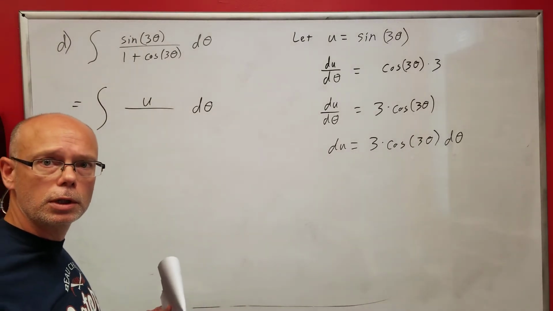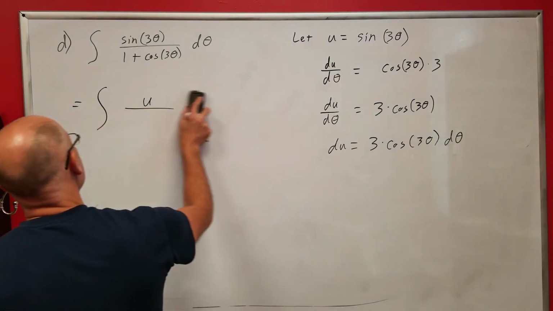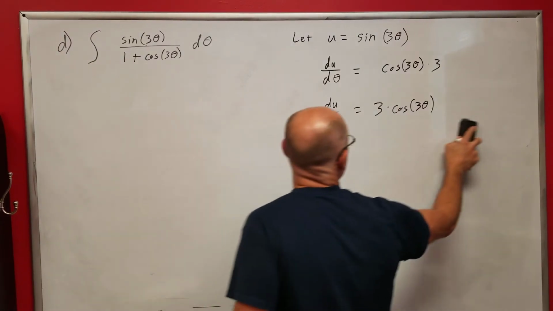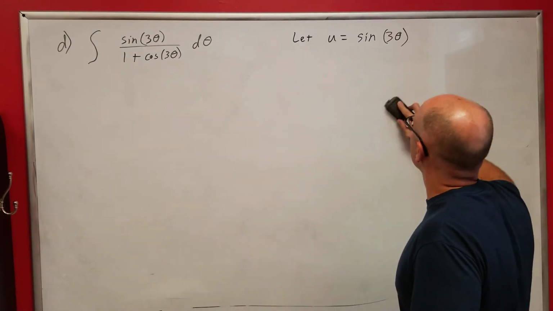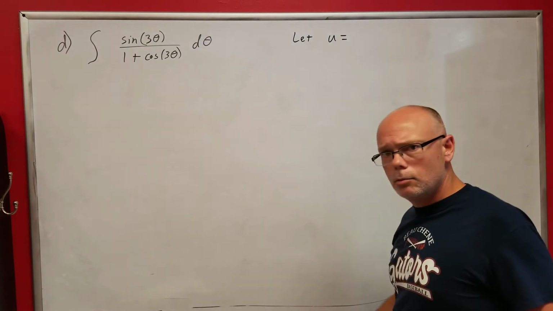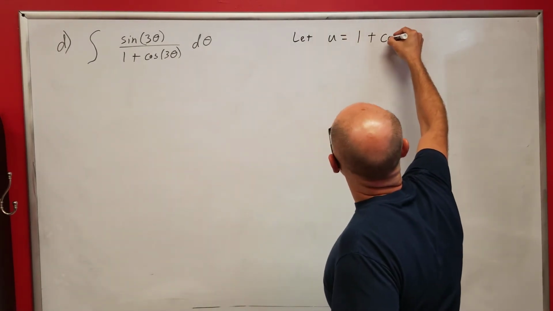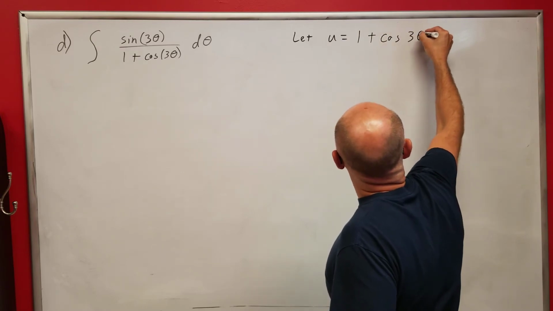Sometimes you pick the wrong u, so what do you do? Try something else, okay? Don't just give up because you picked the wrong u. So we try something else. Let's see, that didn't work. u is equal to the numerator. How about this? What if I let u equal 1 plus cosine of 3 theta?